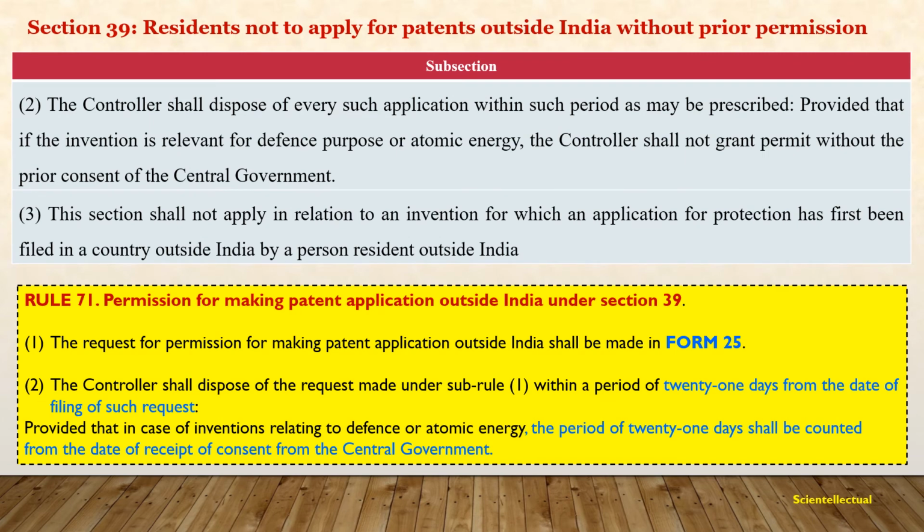Section 39, subsection 2. The controller shall dispose of every such application within such period as may be prescribed, provided that if the invention is relevant for defense purpose or atomic energy, the controller shall not grant permit without prior consent of the central government. That is, if any patent application is related to defense purpose or atomic energy, the controller first gives notice to the central government. If they permit, then only the applicant can file the patent application outside India.